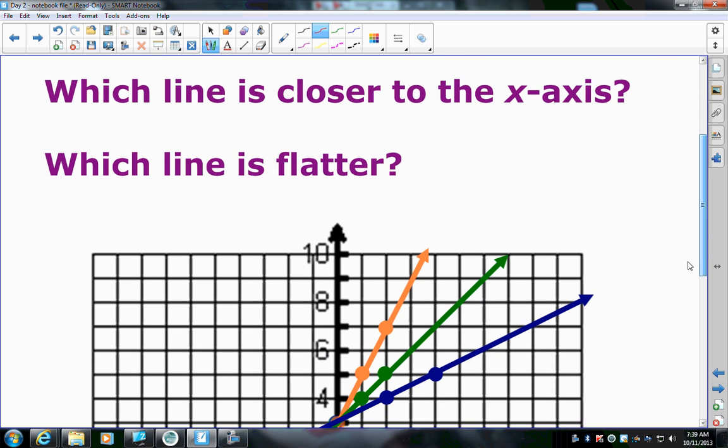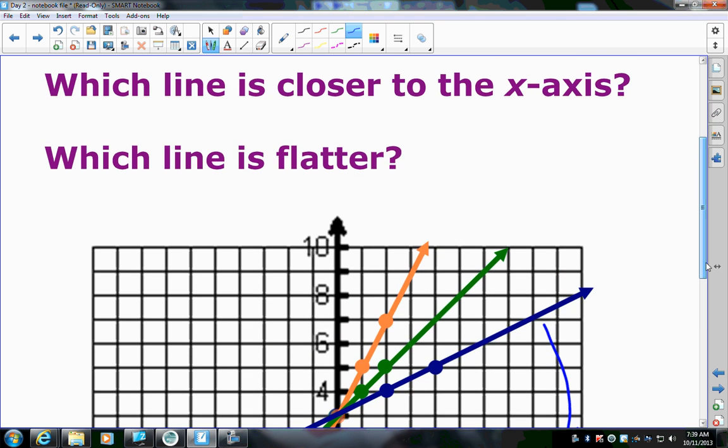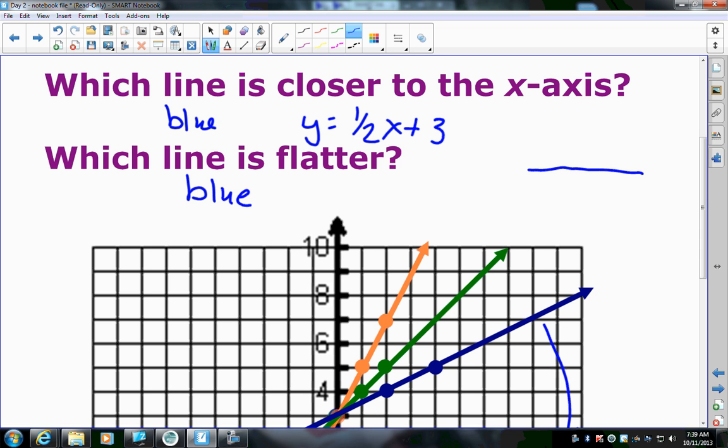Now, the closer the line is to the x-axis, like the blue one right here, which is closest to the x-axis, the flatter the line. Which line is closer to the x-axis? The blue one, which was y equals 1/2 x plus 3. The blue one is flatter. So the closer it gets to a horizontal line, the flatter it is.